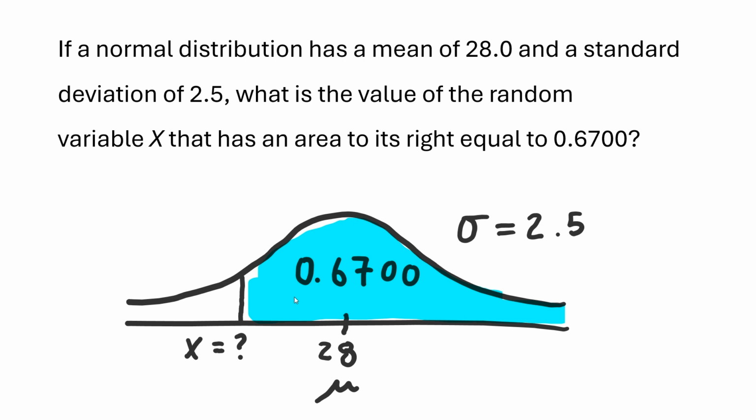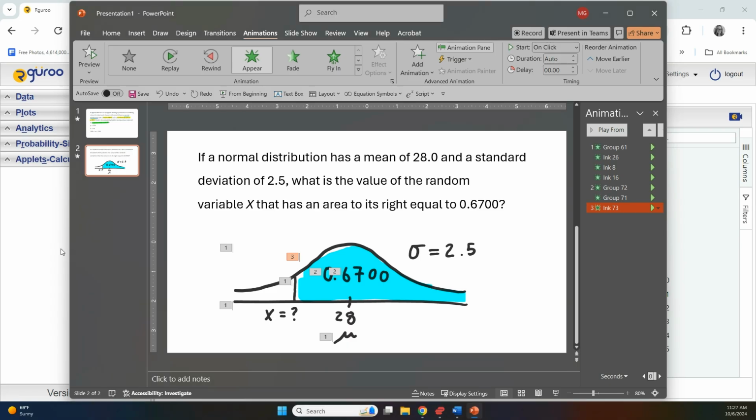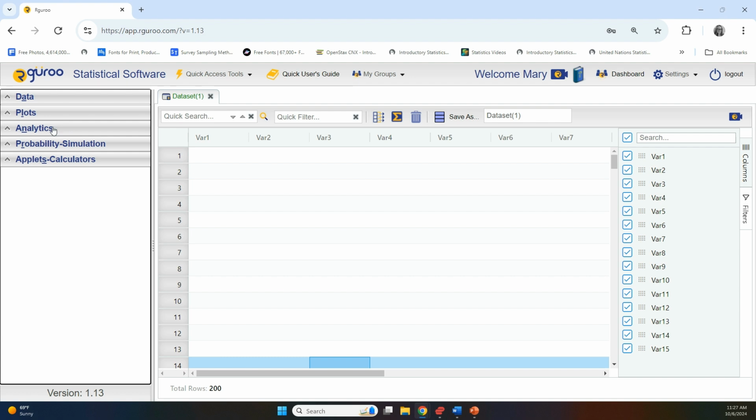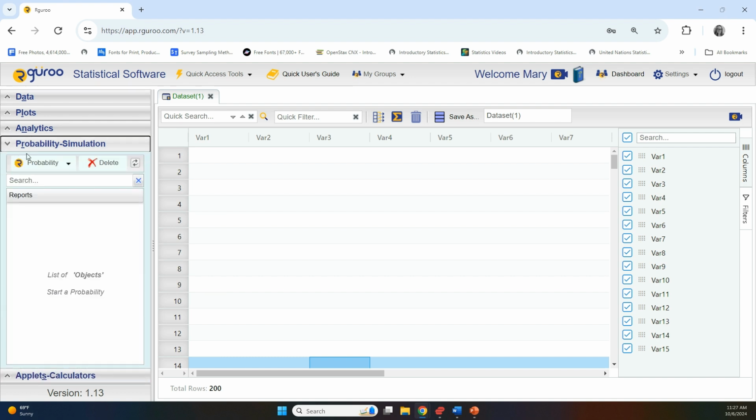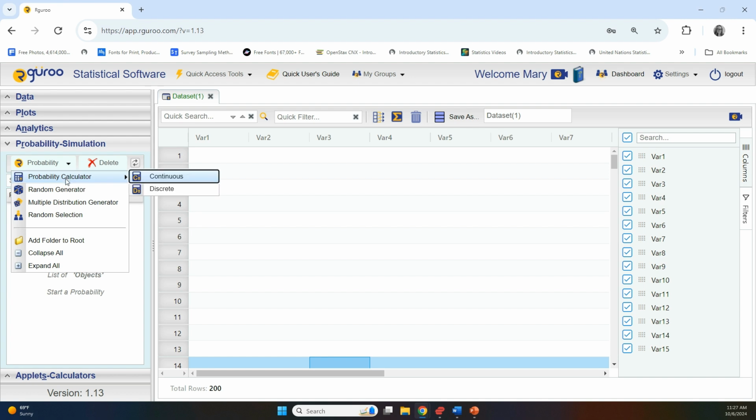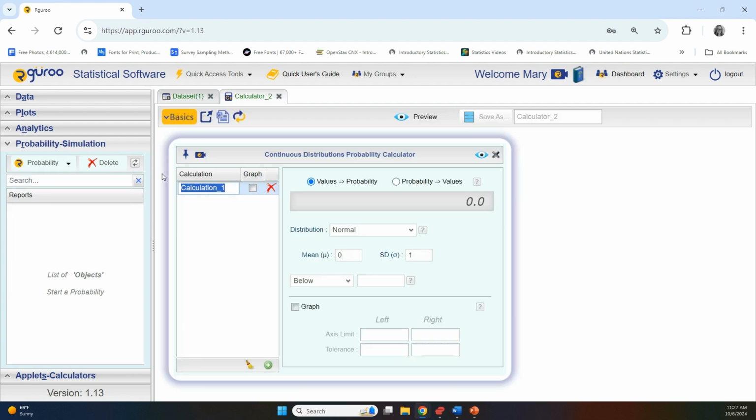So let's go to Rguroo to get the actual value. We have all the pieces of the problem we need here labeled. So back in Rguroo, we're going to go to the probability panel. Choose probability calculator, continuous. And now we're going to actually choose this opposite choice here, this opposite bubble. I'm going to click it. And we're going to hand Rguroo a probability in hopes that it's going to return to us a random variable back.